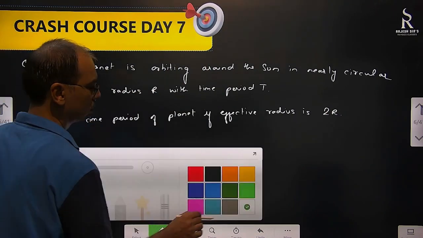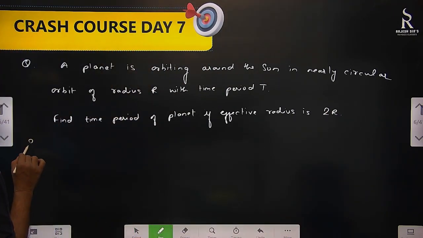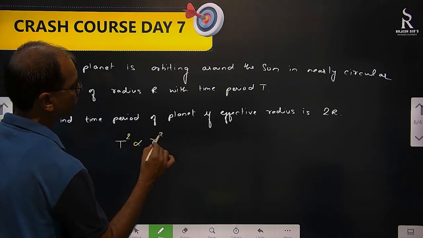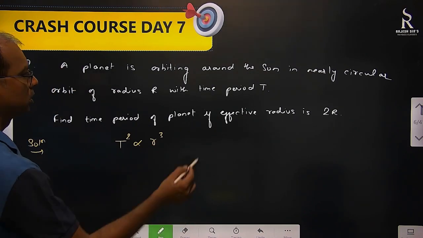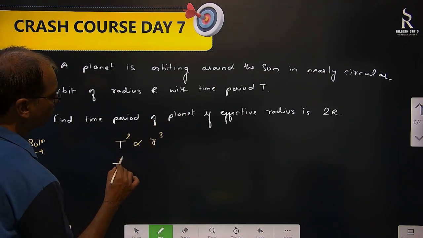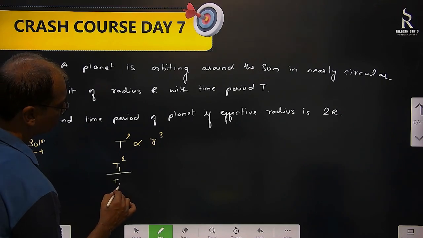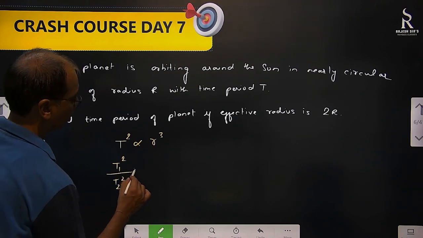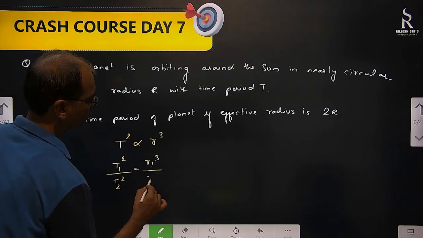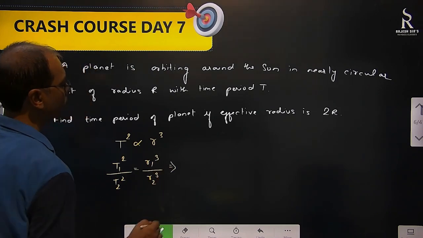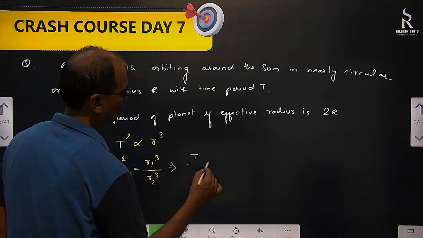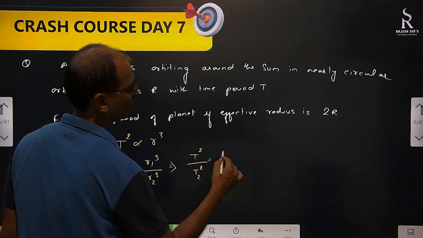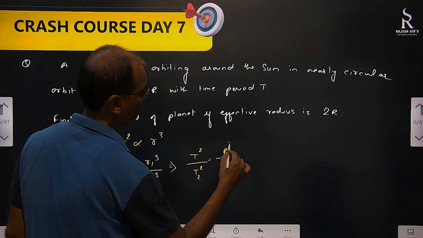What to do? Simple. We know that we have a relation, T square is proportional to r cube. So he has given T1 square. What will we do? Take the ratio: T1 square by T2 square equal to r1 cube by r2 cube. T1 is given as T, T2 we are finding, r is given as r only, and this one is given as 2r.